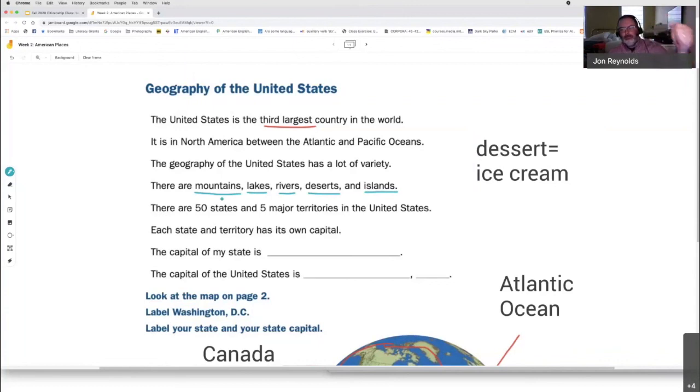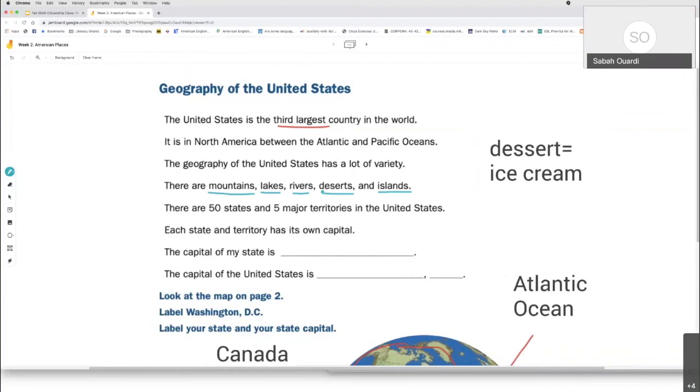Okay guys, one more time. Mountains. Lakes. Rivers. Deserts. This is... you were going to say ice cream, I know. And islands. Very good. Okay, now let's continue.